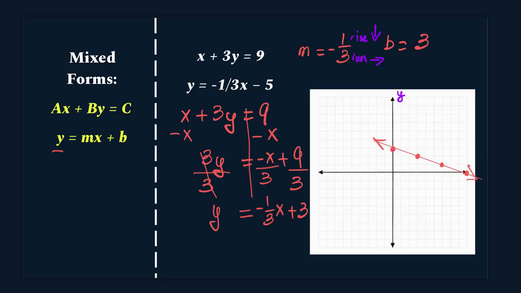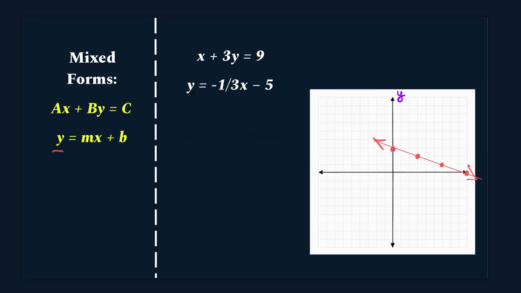Okay, let's go ahead and graph our second equation. As you can see, our second equation is written in y-intercept form, which means we need the slope and the y-intercept, which is b. So our slope is negative 1 over 3, which will be the rise.